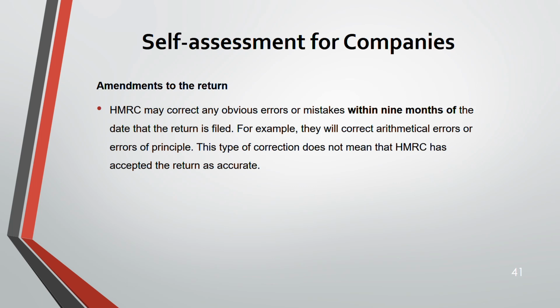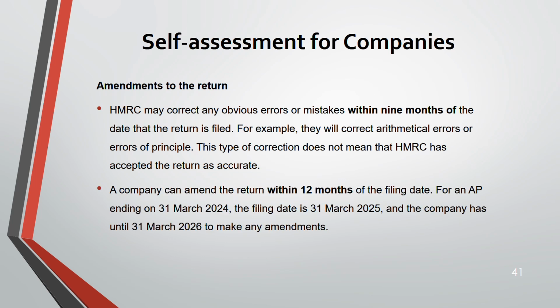Now, amendments to the return. You can make amendments to the return within 9 months of the date the return is filed. So HMRC can correct any errors or mistakes within 9 months. They can correct arithmetical errors. They can correct errors of principle. Okay, remember, even if HMRC has corrected for you, it does not mean HMRC has accepted the return as accurate.